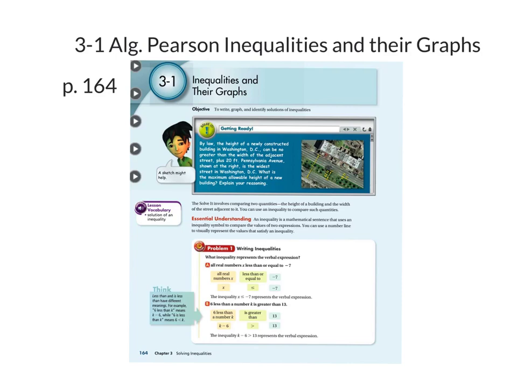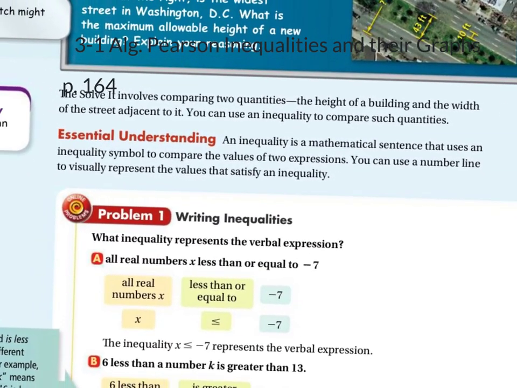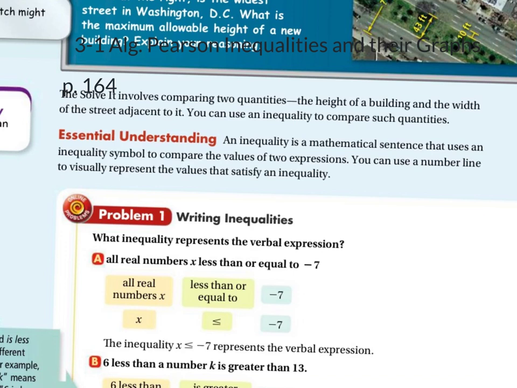Page 164, we're going to look at lesson 3.1 on inequalities and their graphs. So basically, an inequality is a mathematical sentence that uses an inequality symbol to compare the values of two expressions. There are basically four inequality symbols we'll be talking about. We could have greater than or equal to, greater than, less than or equal to, and less than.